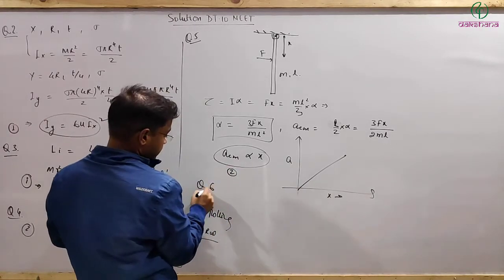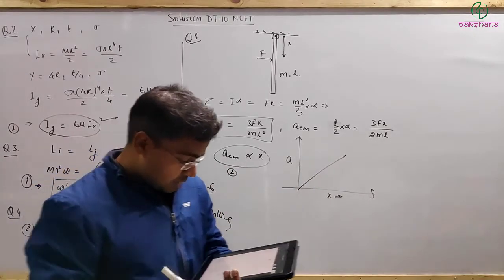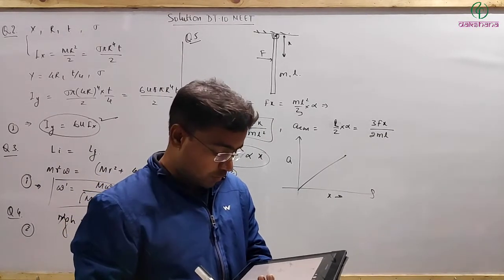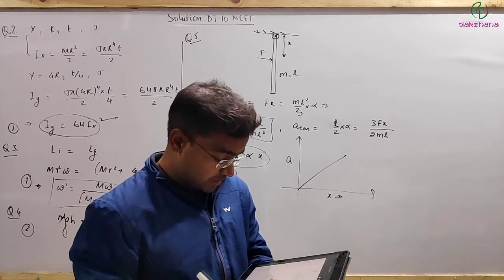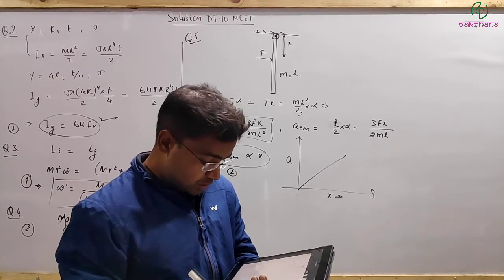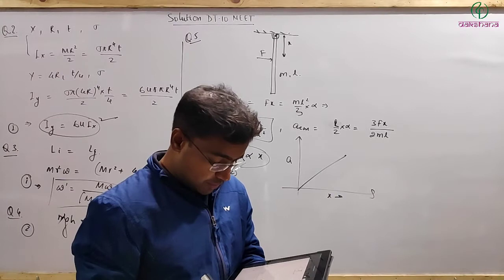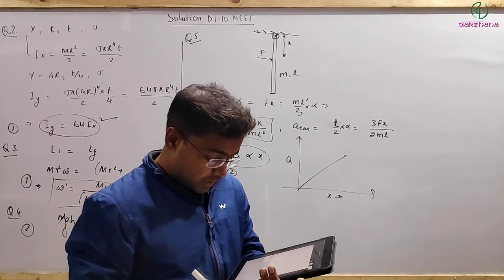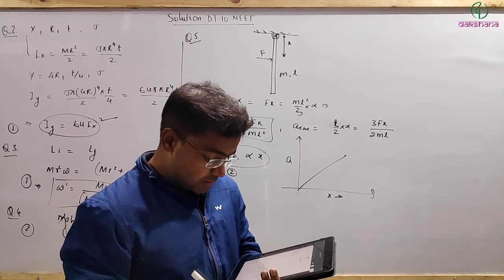Next, question number 6. A meter stick of mass 400 gram is pivoted at one end and displaced through angle 60 degree from vertical. Okay, the increase in its angular speed.